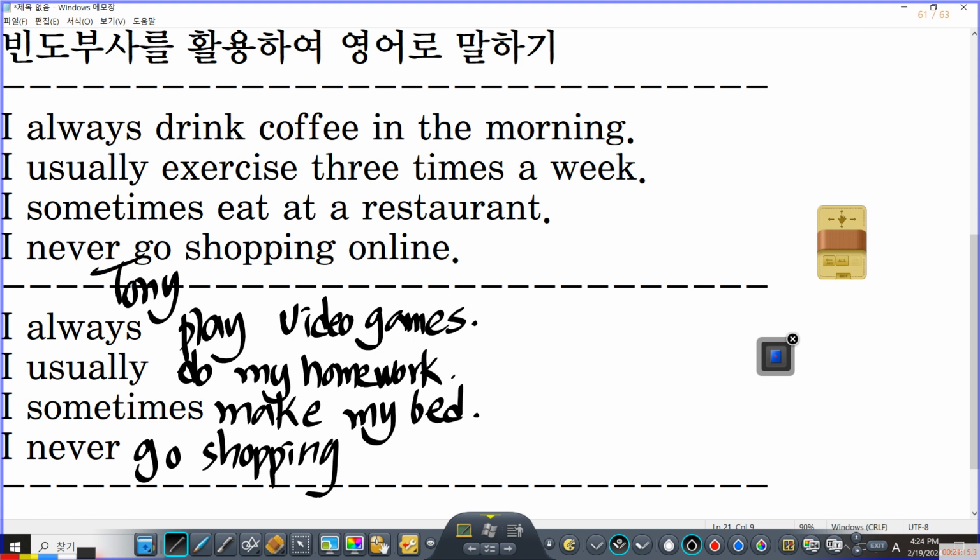Okay. Who never goes shopping? There are two people. There are two children who never go shopping. 샌디, Sandy and 토니, Tony. You never go shopping. So two students, two children never go shopping.